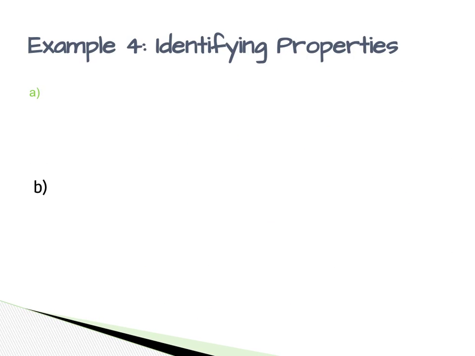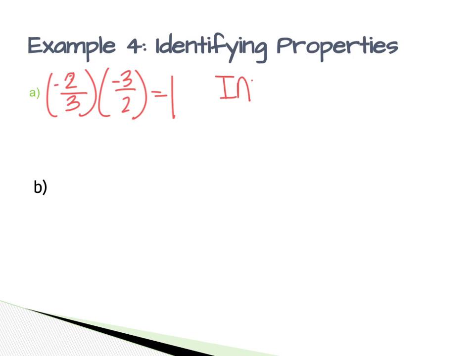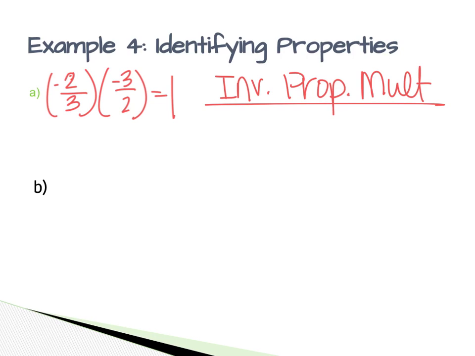All right, example 4, identifying properties of real numbers. I have to write the problem in because I couldn't get the fraction to show up. So it's negative 2 over 3 times negative 3 over 2 equals 1. Well, I multiplied something by something and got 1, which means that is the inverse property of multiplication. So instead of writing it all out, I'm just going to do inv prop mult. And you know what I mean.